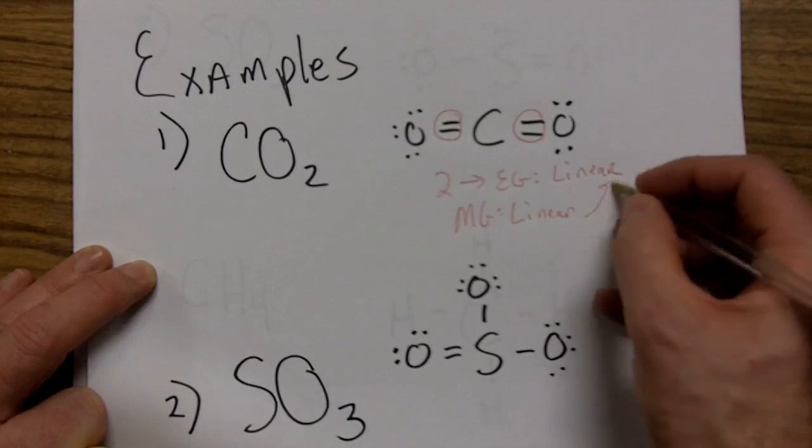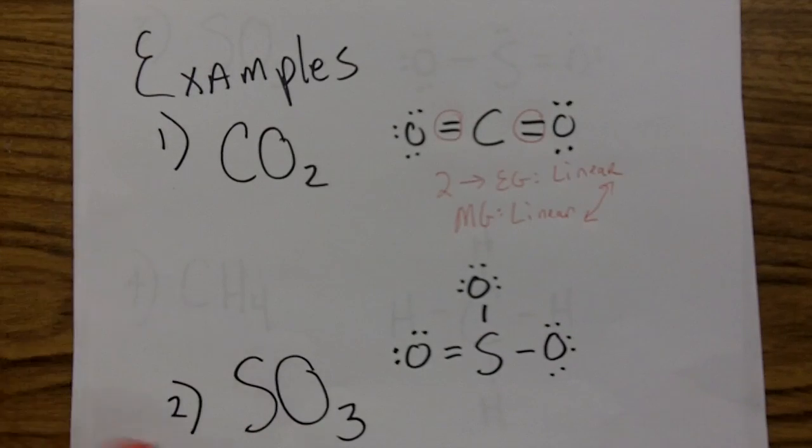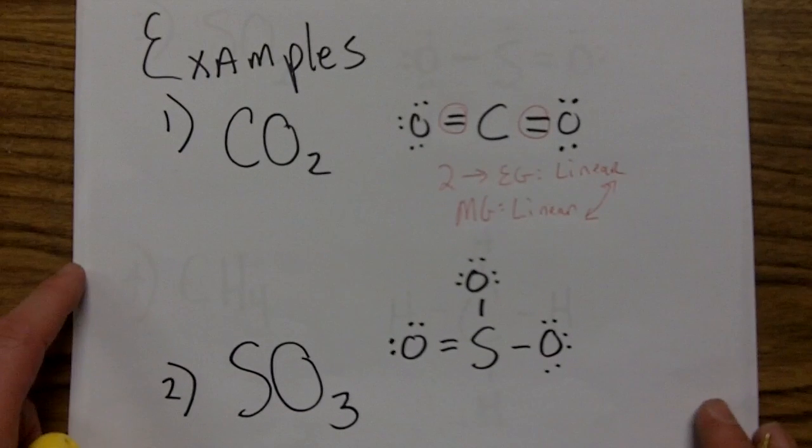In this case, the two match. The electron geometry and the molecular geometry match, but that is not always true. Sometimes they will, sometimes they won't. Let's look at the next example.